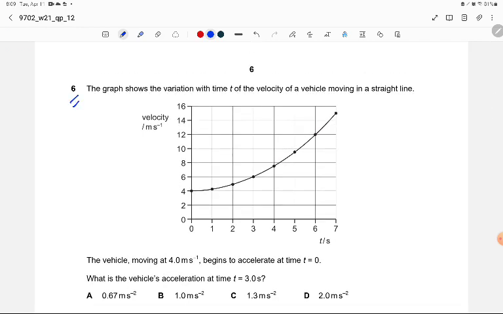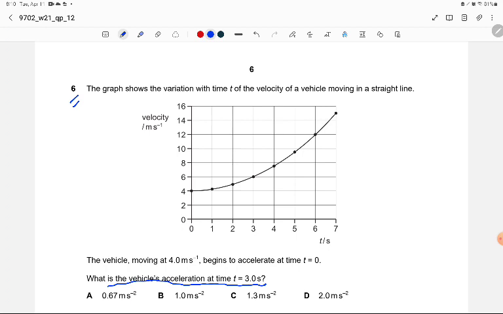The graph shows the variation with t of the velocity of a vehicle moving in a straight line. The vehicle moving at 4 meters per second begins to accelerate at time t equal to 0. You can clearly see that the gradient is changing. The gradient is initially flat and then it is increasing. That means the value of acceleration is also increasing. And the question is, what is the vehicle's acceleration at time t equal to 3 seconds? So we have to find the instantaneous acceleration.